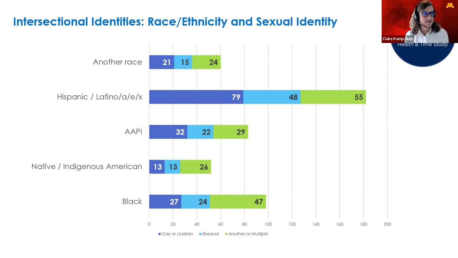So you do have some power to look at the intersections of these identities, maybe not as much power as we sometimes would like to have. But I do think it's worth thinking about and exploring the intersections of race, ethnicity, and sexual identity in your data.